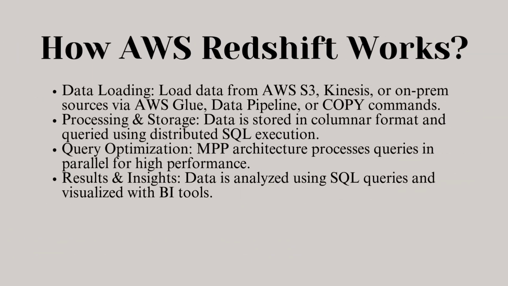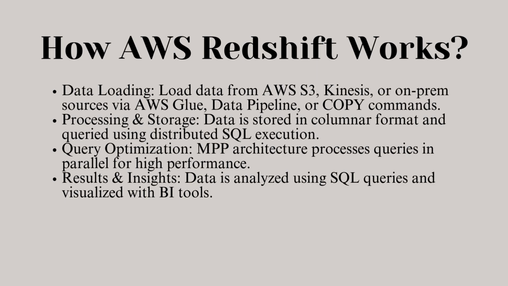How AWS Redshift works. The process of working with AWS Redshift involves four main steps. First is data loading. Load data from Amazon S3 and other AWS services. Utilize AWS Glue, AWS Data Pipeline, or the COPY command for efficient data transfer. The second process is processing and storage. Store data in a columnar format for optimized read performance, and use distributed SQL execution to process queries efficiently.